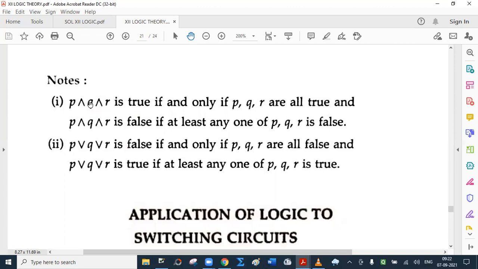Again, it is obvious that P and Q and R is true if and only if all are true. P and Q and R is false if at least one of P, Q, R is false. Then P or Q or R is false if and only if all are false. P or Q or R is true if at least one of P, Q, R is true.